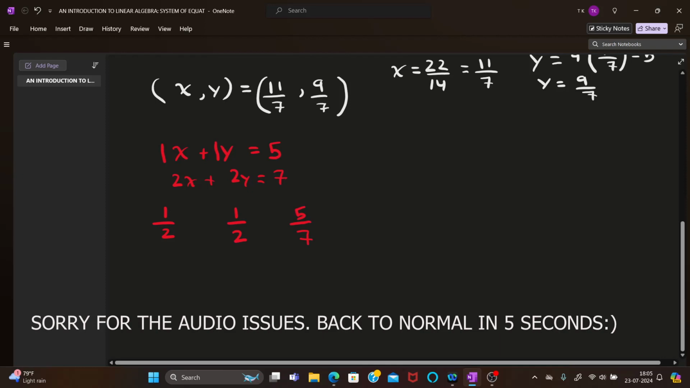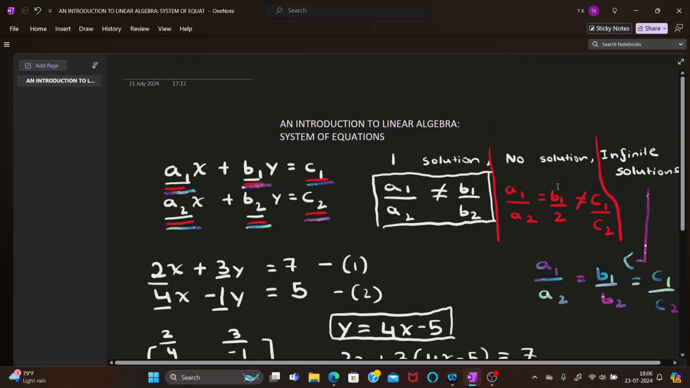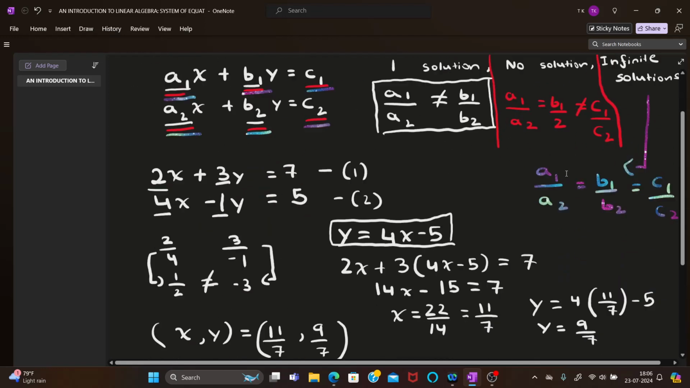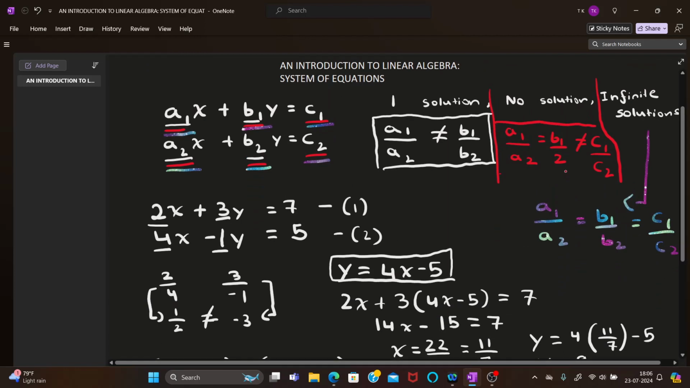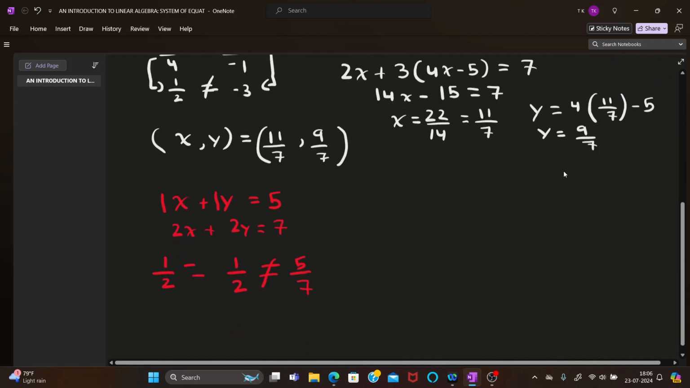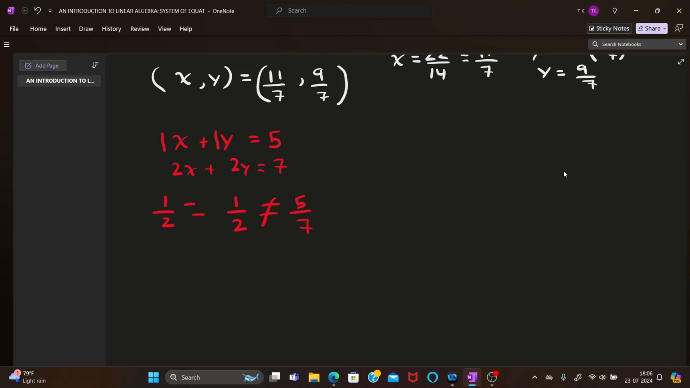So we can see that A1 over A2 is equal to B1 over B2, but is not equal to C1 over C2. So now let's go back up and see where we have the similar case. That is when there is no solution, as we can see right here, that A1 over A2 is equal to B1 over B2, but is not equal to C1 over C2. So now we know that this has no solution. That means there's no possible value of x and y which could satisfy this system of equations.